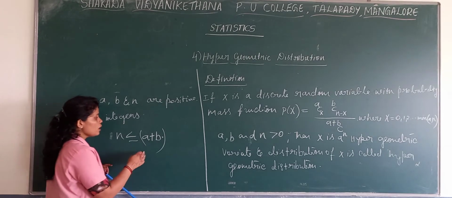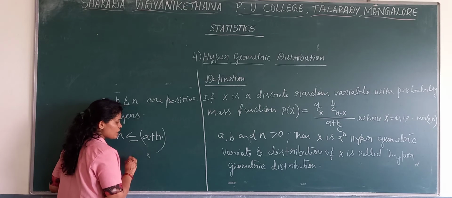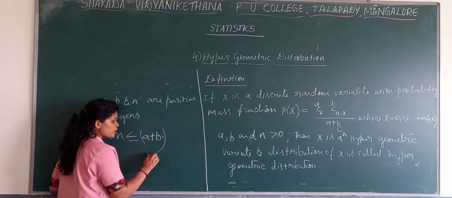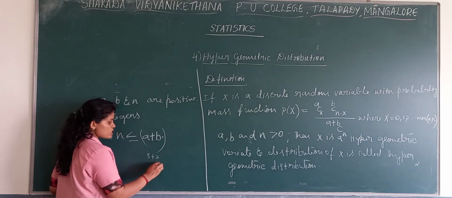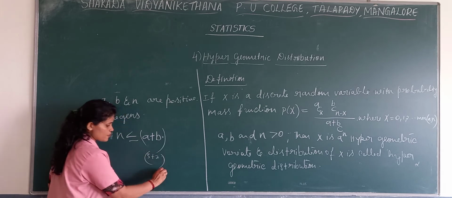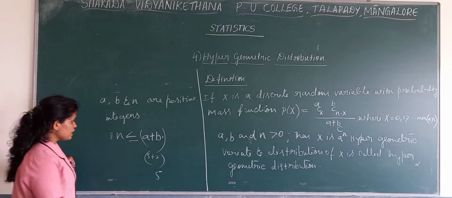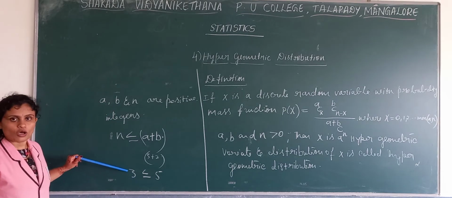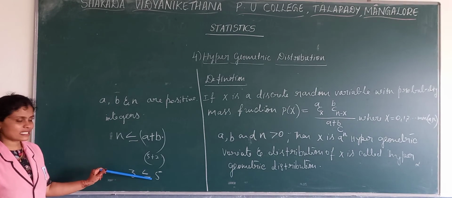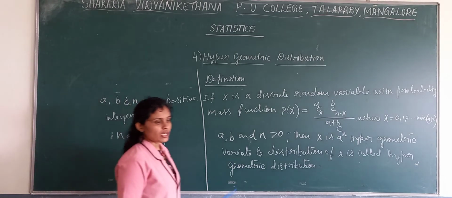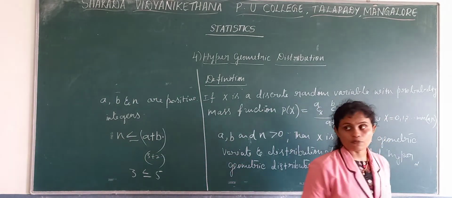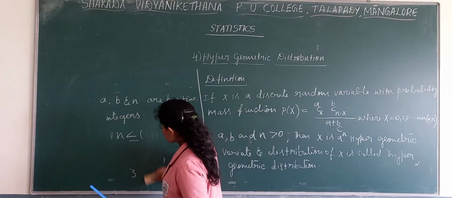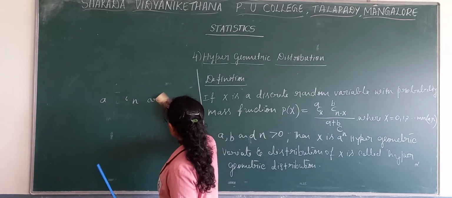For example, if a is 3 and b is 2, what is the total of a plus b? A plus b is 5. N, for example, can be 3 or 2. So n is always less than or equal to a plus b. Now we will discuss some features. What are those features of hypergeometric distribution?